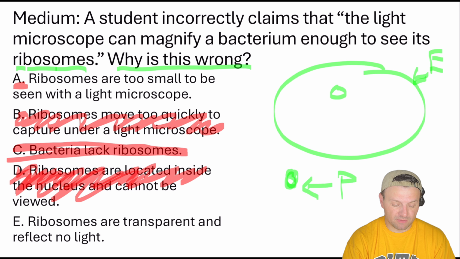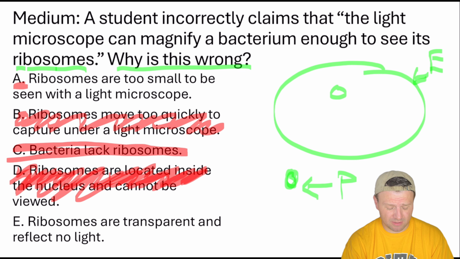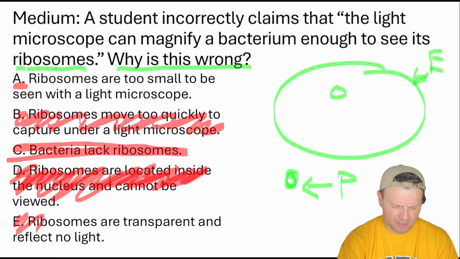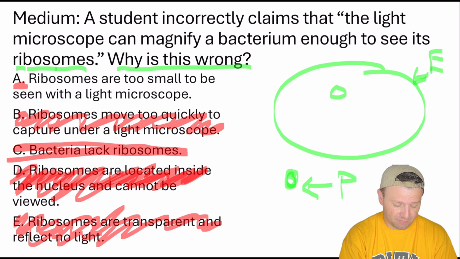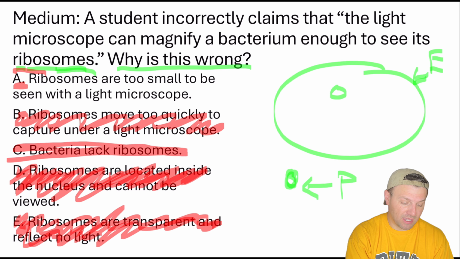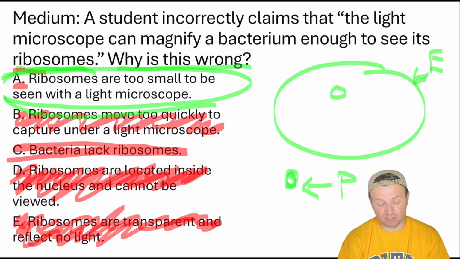There are parts of the ribosome that are made in the nucleolus, but they're not actually in the nucleus, so no. E, ribosomes are transparent and reflect no light. No, we really didn't talk about that at all. They're going to have some type of reflection of light, but it's just not enough that we're going to be able to see them. So A is our correct answer.